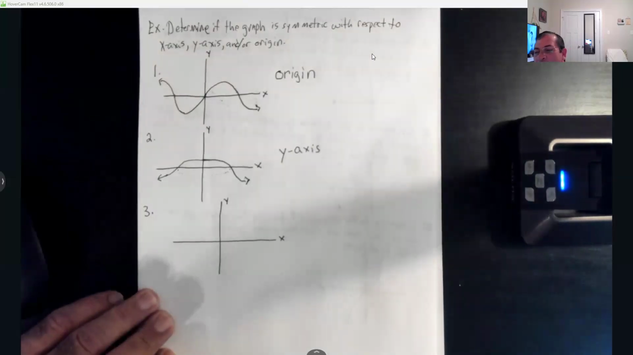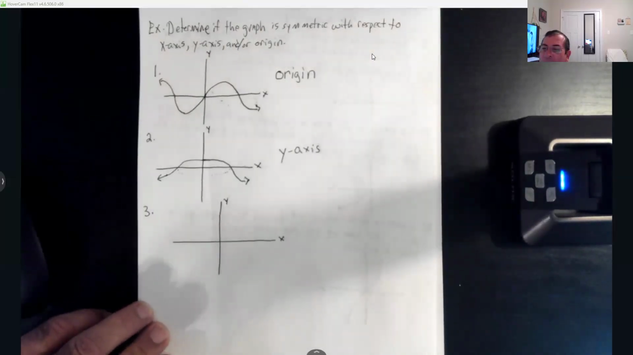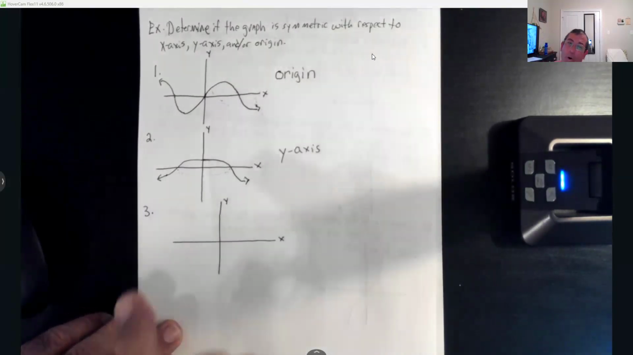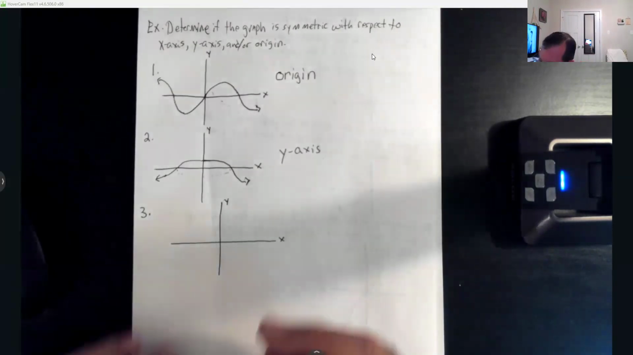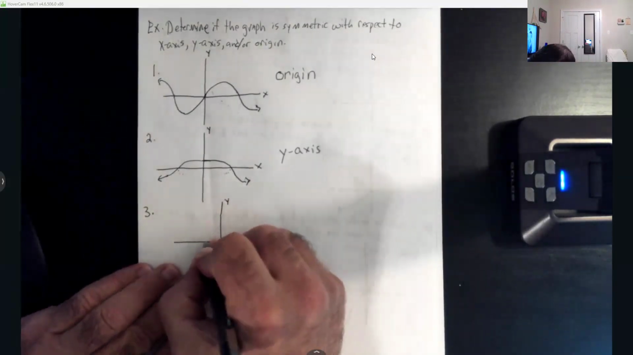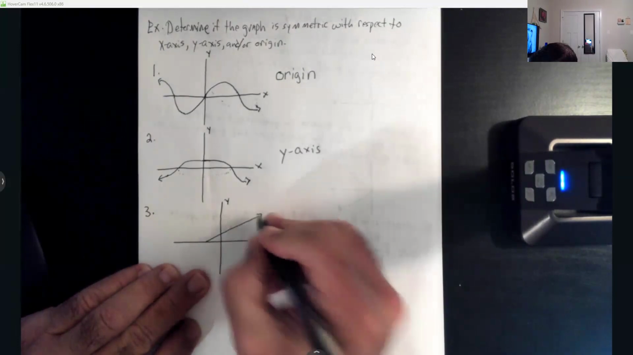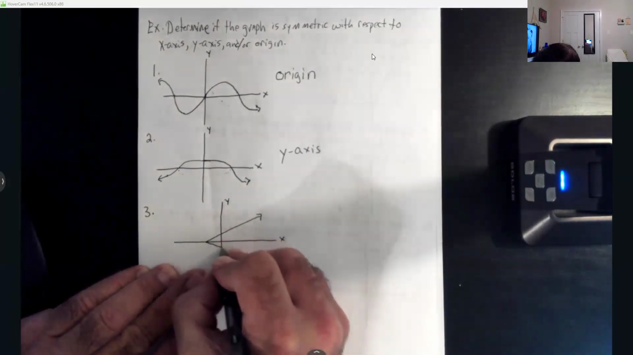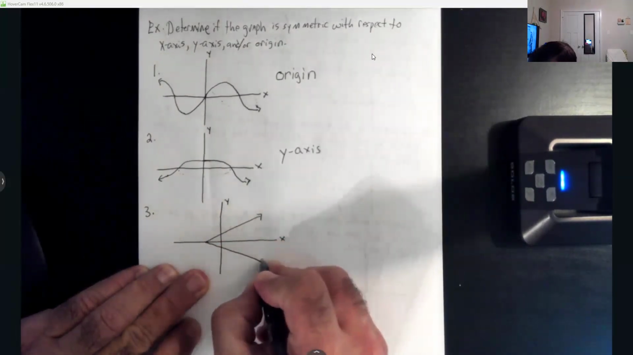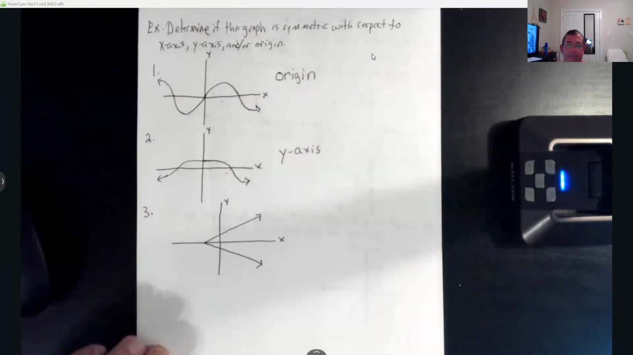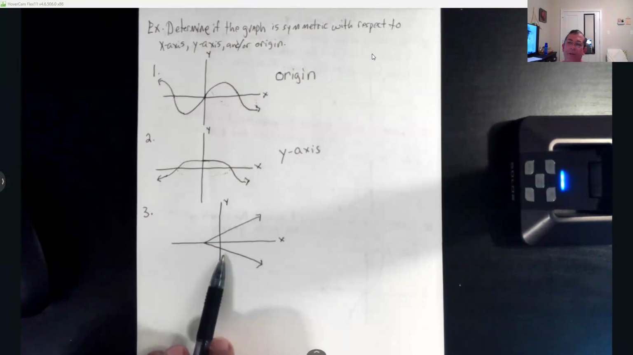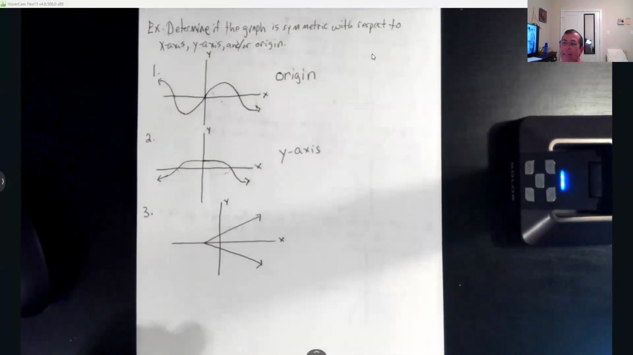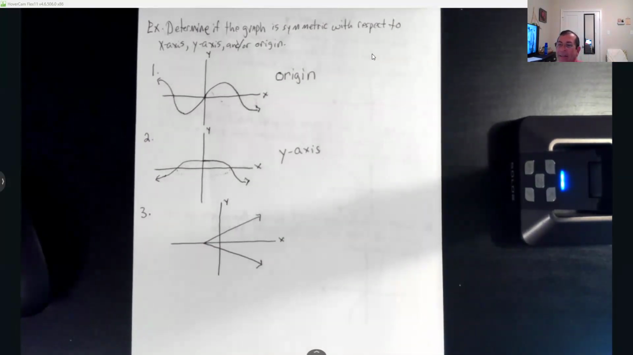So y'all, really on the X and Y axis, you're looking for those lines to cut it in half. For the origin, you're looking for the same picture when you turn it upside down. All right, also, how about this one? All right, y'all, so this one's symmetric to the origin, the Y-axis, or the X-axis.